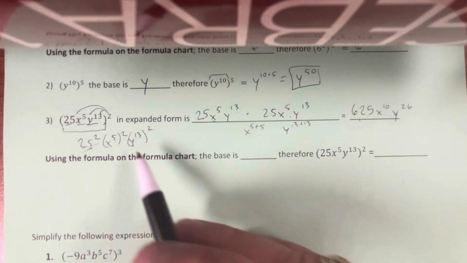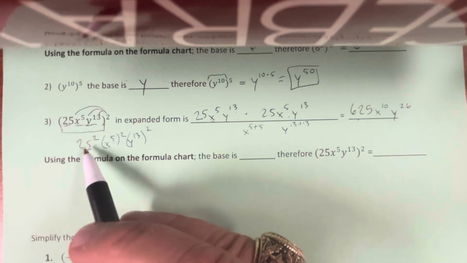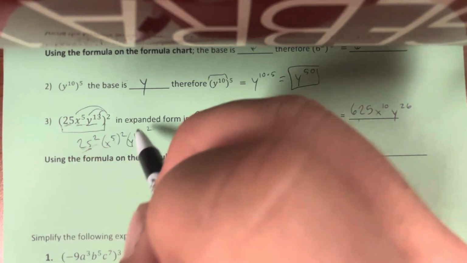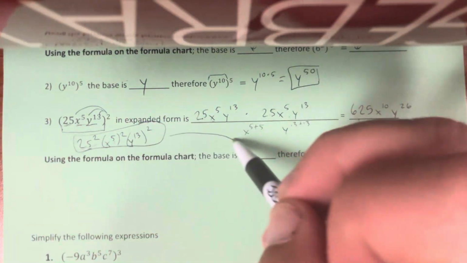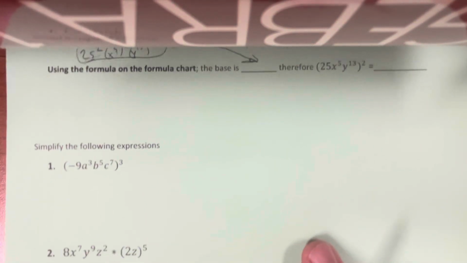So for this one, we already did it up here. I'm not going to do this one down here, but this one does have 3 different bases, the 25, the x, and the y. And so this is going to go down here. All right, so now let's go to an example.